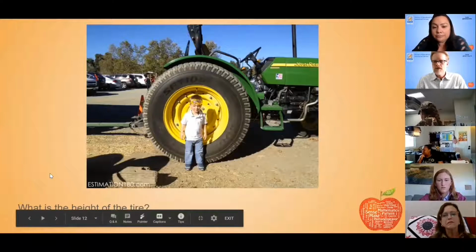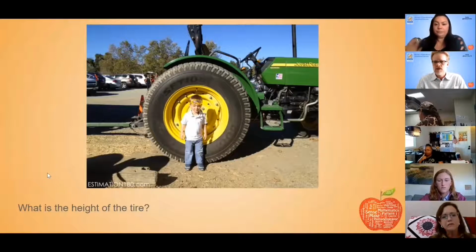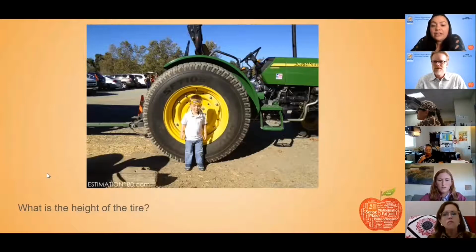What other information might you find helpful? Because that's another thing you can ask kids to think about, with a picture like this, trying to figure out the height: what other information could I give you that might help you make a better estimate? So we have knowing how tall the child is, the age of the boy, how tall the boy is. Would it help to know the size of the rim? I hadn't thought about that before, but maybe the diameter of the yellow rim that the tire's on.